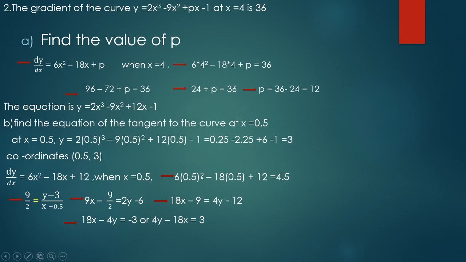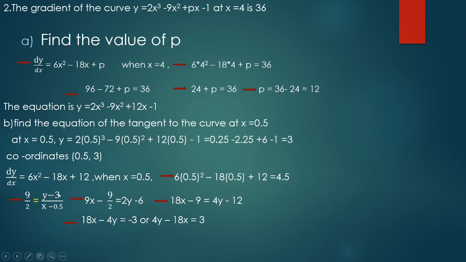So 0.5 squared times 6 minus 18 times 0.5 plus 12 gives you 4.5. So our gradient at that point where x is 0.5 is 4.5, which we can write as 9 over 2. 9 over 2 is 4.5. We write in fraction form for easy manipulation. So we shall have 9 over 2, which is equal to, we take another point (x, y). Now we use this coordinate.